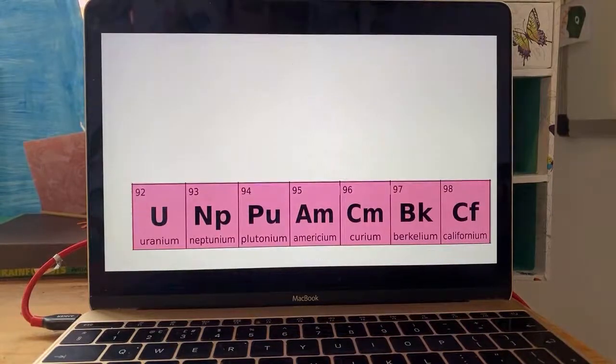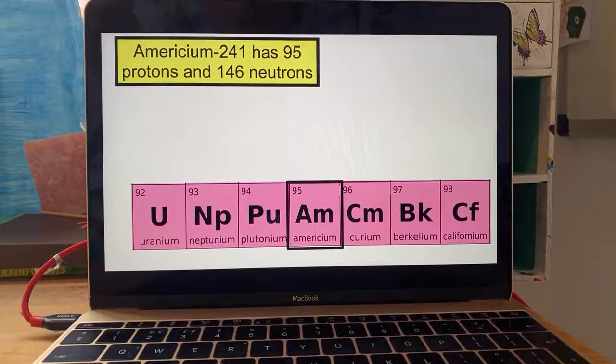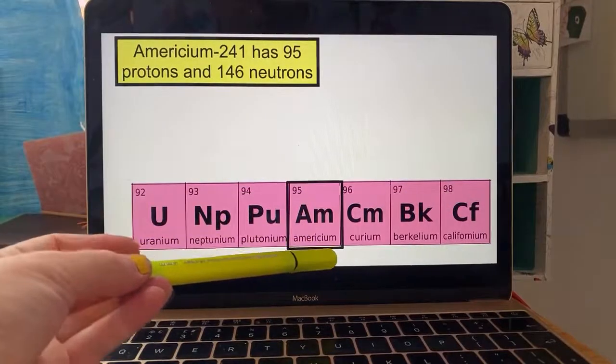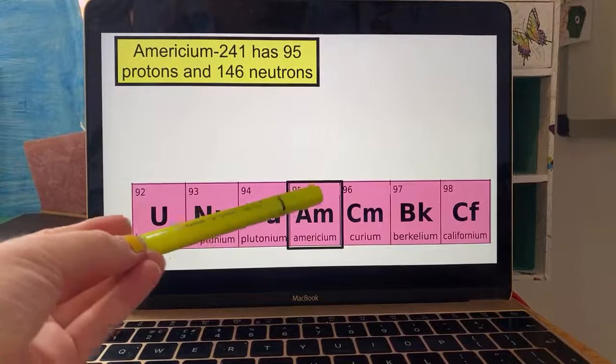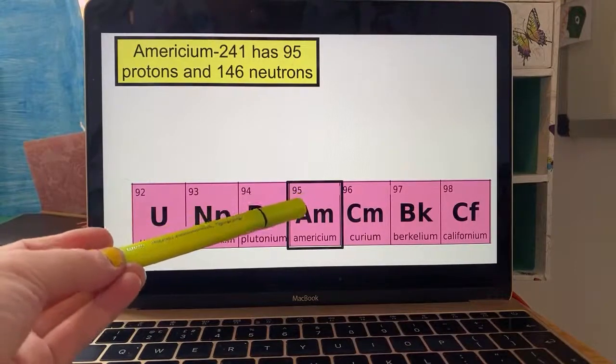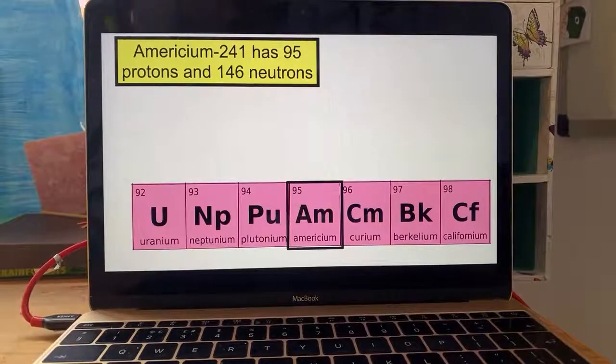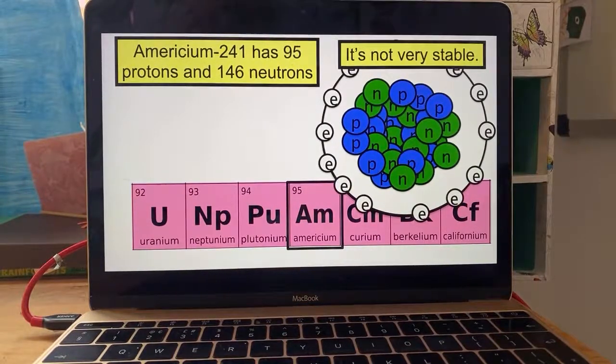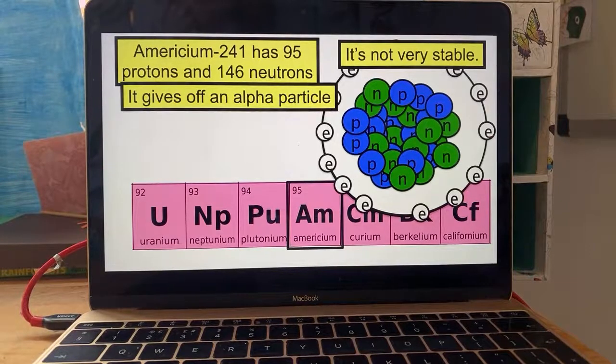All right then, how much have you understood? Let's just start you off with hopefully a fairly simple question, which a lot of people are getting wrong. Americium-241 has 95 protons and 146 neutrons. I've pulled out a little bit of the periodic table for you. We've got americium, and we've just got one number on it, 95. That's its proton number, its atomic number. So it's got 95 protons and 146 neutrons. It's not a very stable element, is americium? It gives off an alpha particle.